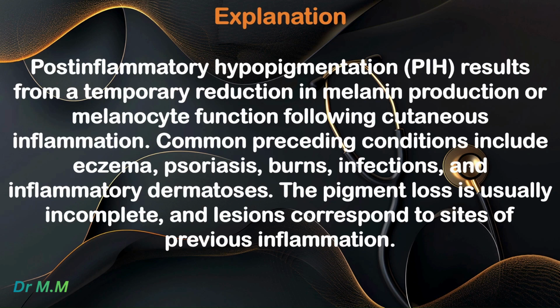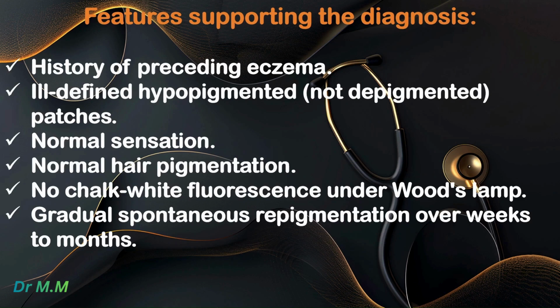inflammation. Common preceding conditions include eczema, psoriasis, burns, infections, and inflammatory dermatoses. The pigment loss is usually incomplete, and lesions correspond to sites of previous inflammation. Features supporting the diagnosis. History of preceding eczema. Ill-defined hypopigmented, not depigmented, patches. Normal sensation. Normal hair pigmentation. No chalk white fluorescence under Wood's lamp. Gradual spontaneous repigmentation over weeks to months.